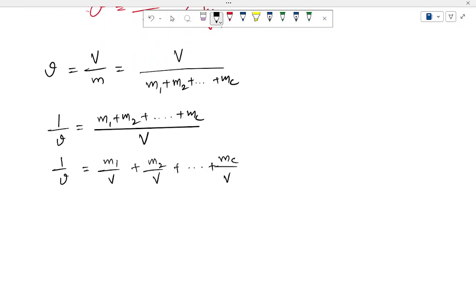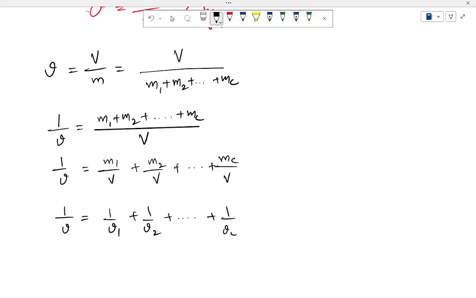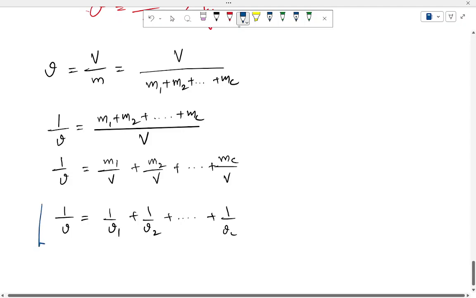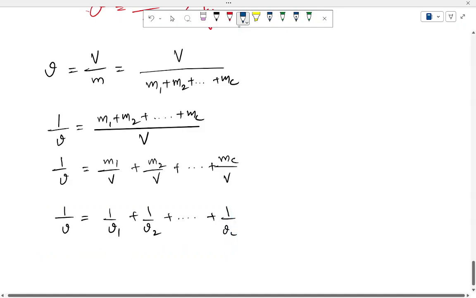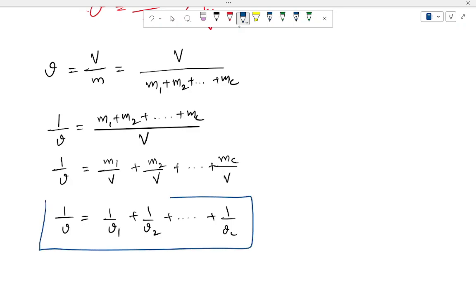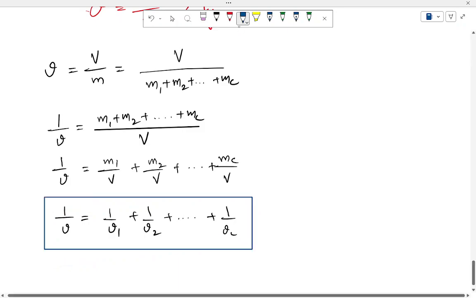So here 1 by v will now be called 1 by v1 plus 1 by v2 plus so on plus 1 by vc. So this is how I'll get my expression for the mixture of gases for specific volumes. So this is the expression that you are going to get here.